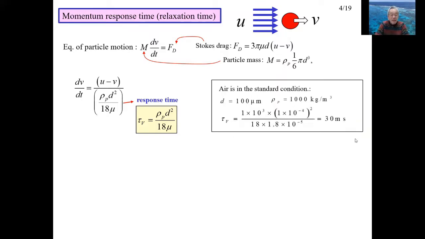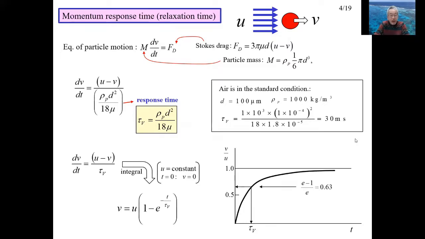Let's see an example of the response time. The response time of a 100 micron water droplet in the standard air is 30 milliseconds. Integrating the above equation under the condition of zero initial particle velocity gives the figure on the right. When the time equals the response time, the particle velocity reaches 63% of the final velocity.